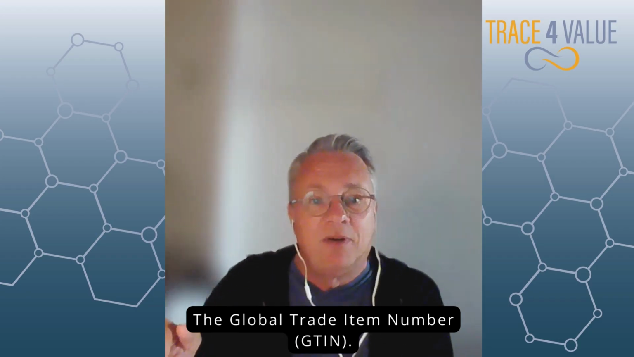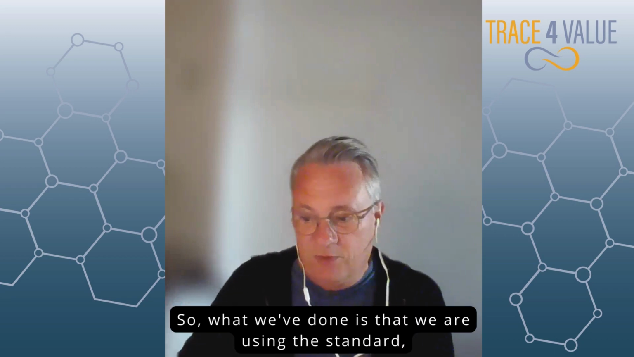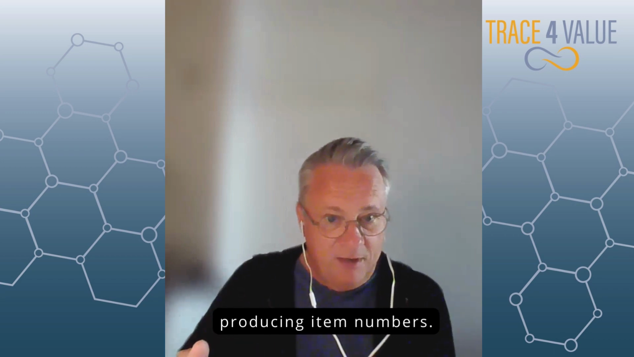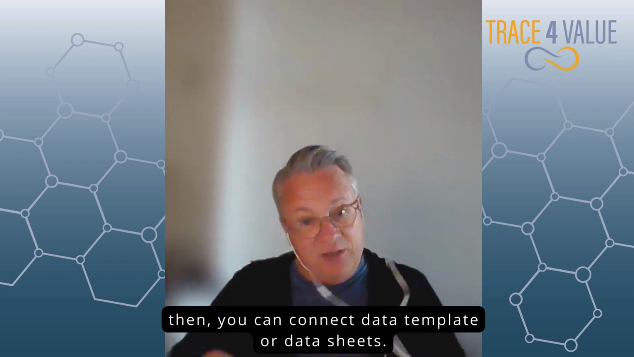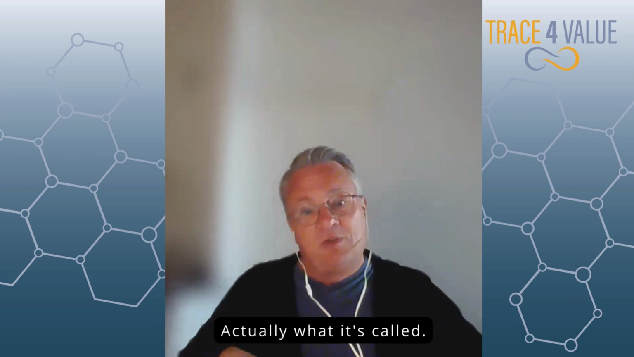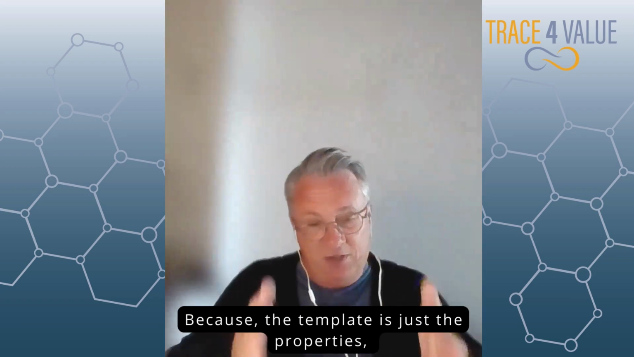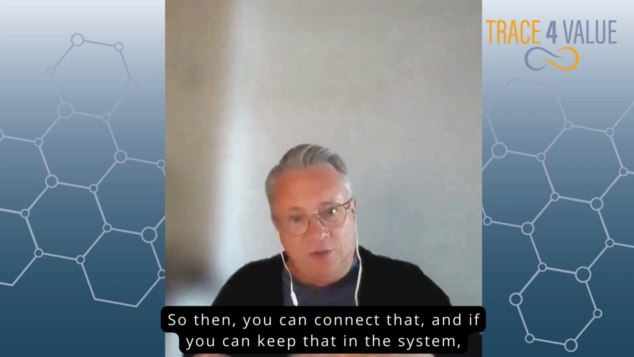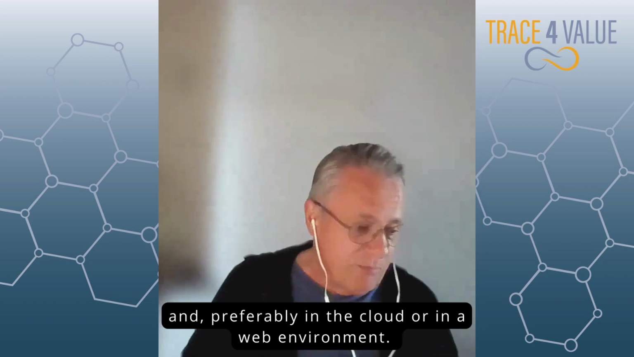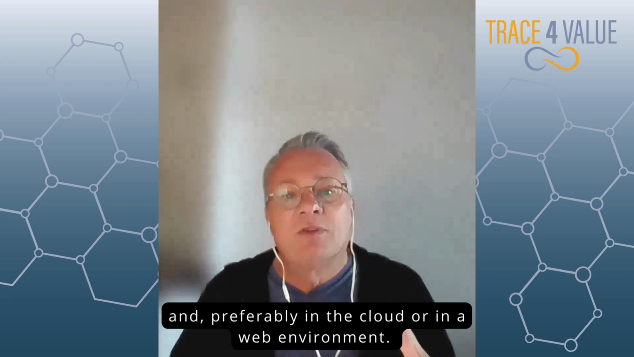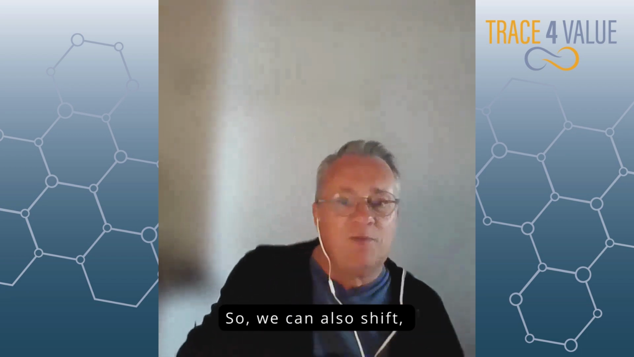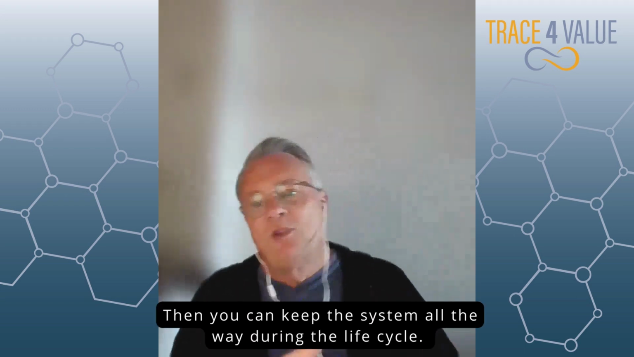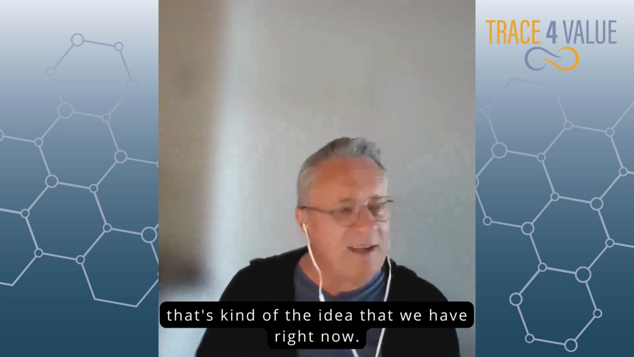Global Trade Item Number. So what we've done is that we have used a global standard for producing item numbers. And by connecting that to that object, then you can connect a data template, or data sheets, actually, what it's called, because a data template is just the properties, and a data sheet is with the values. So then you can connect that, and if you can keep that in the system over time, and preferably in the cloud or in a web environment, so we can also shift the ownership of the information over time, then you can keep the system all the way during the life cycle. So that's the idea that we have right now.